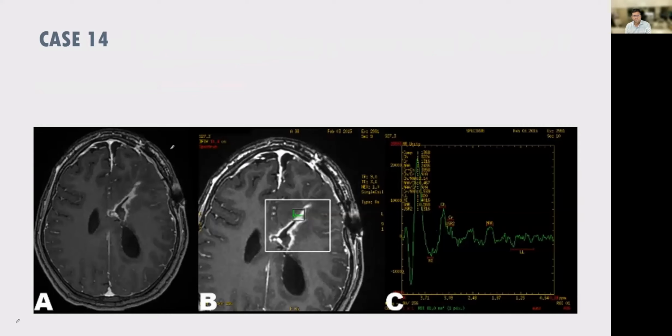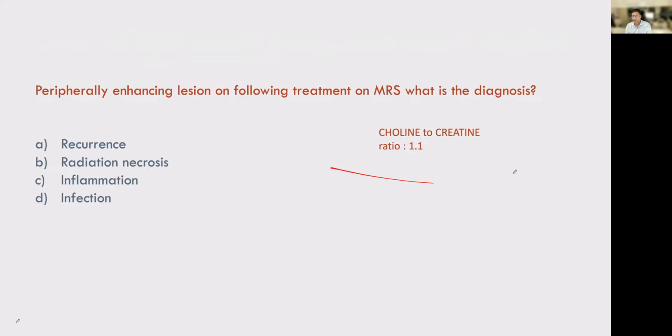So this is a case of tumor where they have given radiotherapy and they have put a VP shunt, and they wanted to know whether there is a tumor surrounding the catheter. VP shunt catheter, did they develop this enhancing area? Is it a granulation tissue or is it a tumor? So we ran an MR spectroscopy and checked the voxels. We have seen the choline to creatinine ratio is 1.1. So I want to know whether it's a recurrence, or radiation necrosis, or just an inflammation, or an infection?